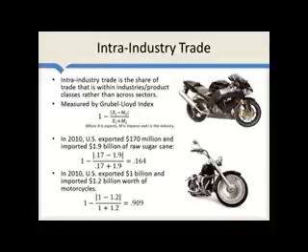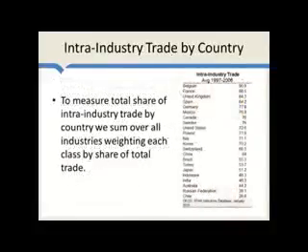To measure the amount of intra-industry trade by country, we're going to take those indexes which we just calculated by product or by industry in the last slide, and sum them all up, weighting each by the share of total trade. If you do that, you can get an intra-industry trade statistic for the country as a whole. A bunch of these are shown over here. These are measured in just the same way, except that instead of 0.9, it's multiplied by 100 to get us 90.